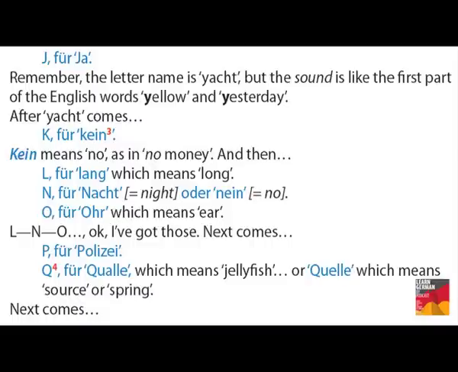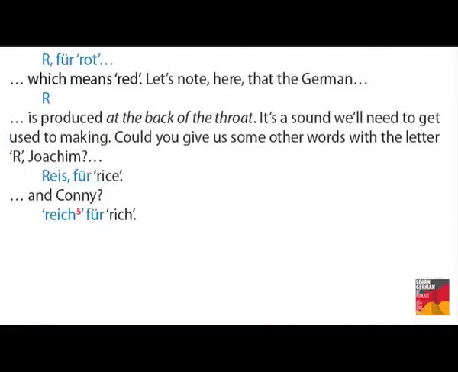Next comes P für Polizei. Q für Qualle, which means jellyfish, or Quelle, which means source or spring. Next comes, R für Rot, which means red. Let's note here that the German R is pronounced at the back of the throat. It's a sound we'll need to get used to making. Could you give us some other words with the letter R, Joachim? Reis für rice. And Connie? Reich für rich.